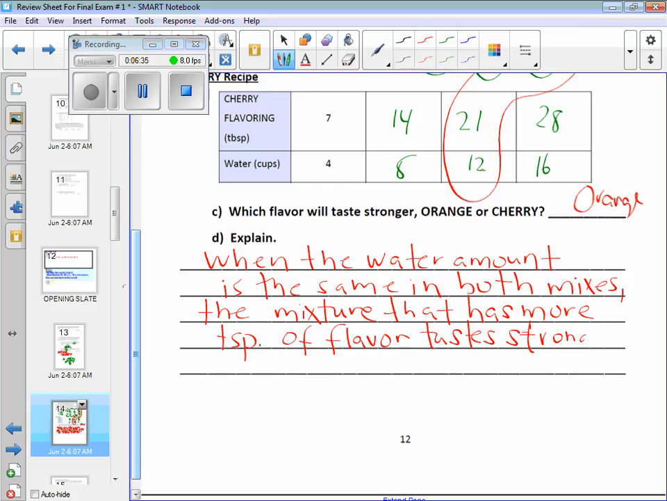Anything different that you want me to respond on? Go ahead. If you have more flavoring than water, it will be stronger. So if there was water of 12 in both orange and cherry, and flavoring of 24 in one and 21 in another, the one with the 24, which is orange, will be stronger. Full credit.